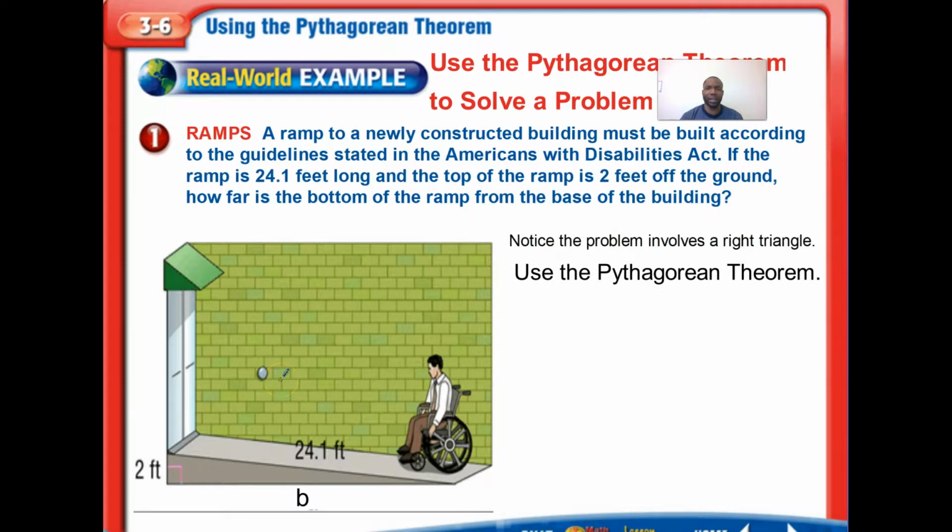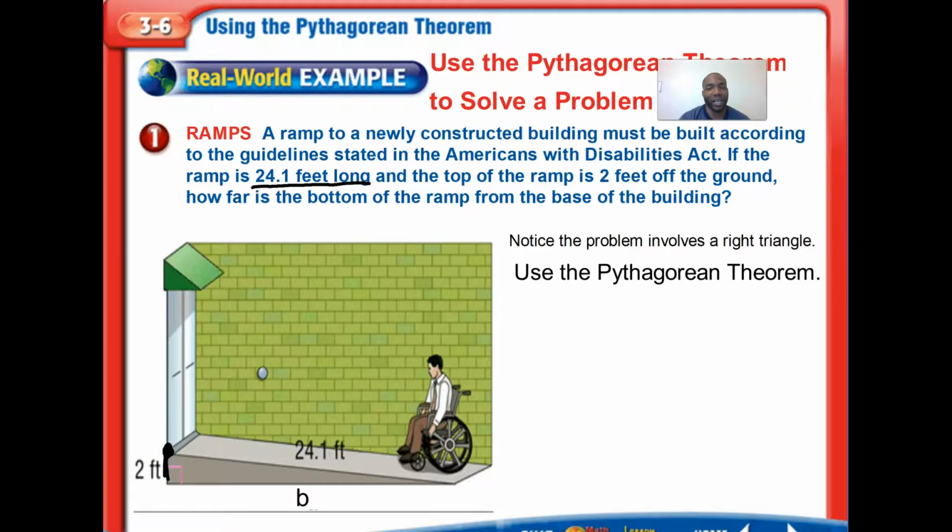All right. So, we have the ramp to be how long? 24 feet long. We got that part. We understand how to do this. So we're going to have to draw our own pictures. Then it says, and the top of the ramp is 2 feet off the ground. So this top of the ramp is 2 feet off the ground.